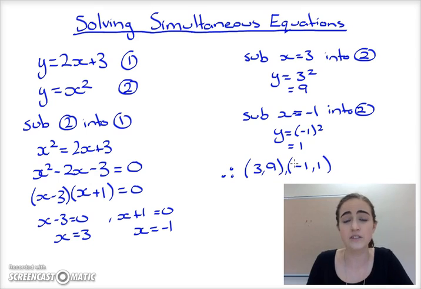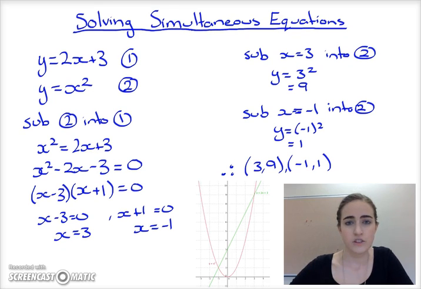And we can actually check those as well if we were to graph it like we were doing last lesson, and it would come out looking something like this. So you can check your answers. We had (3, 9), which is this point here, up here where they cross over, and we had (minus 1, 1) as well. So we did it right.